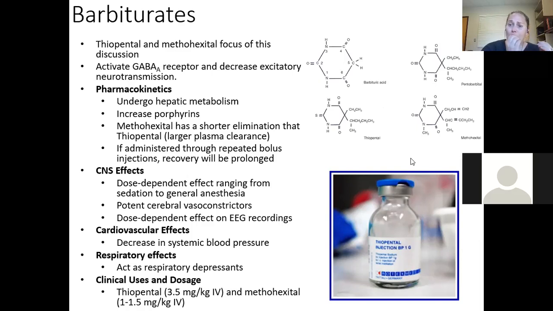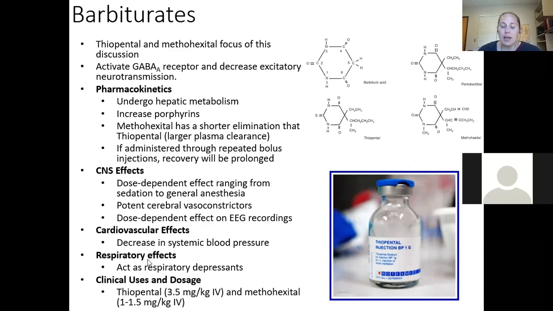So you can treat at a very low dose, have minimal effects on EEG readings, or you can treat at a very high dose, and that's going to significantly silence the brain and EEG recordings. They also are vasoconstrictors, and again, that's an important consideration when you're thinking about the use of a barbiturate with specific types of patients. It does decrease systemic blood pressure and can act as a respiratory depressant. So if you have an individual who is respiratorily compromised, a barbiturate maybe isn't your first choice.